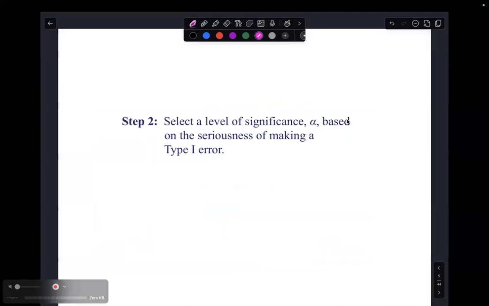Okay, moving on. So this says that you're going to select a level of significance, but you are not going to select that. You will be given that unless you're using the hypothesis testing in your final project. You will be given your level of significance, and that alpha is the seriousness of making a type 1 error or the probability of making a type 1 error. So you'll be given that number and it'll tell you significance level or level of significance or something like that.